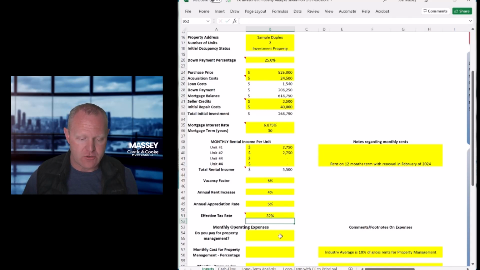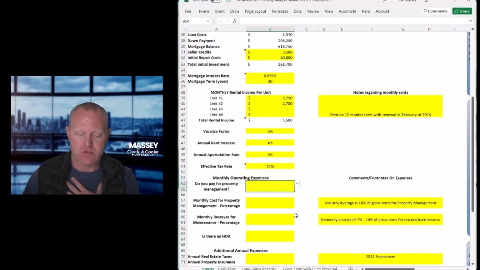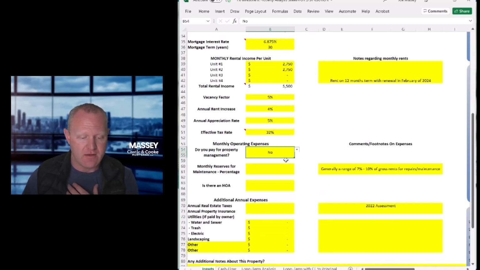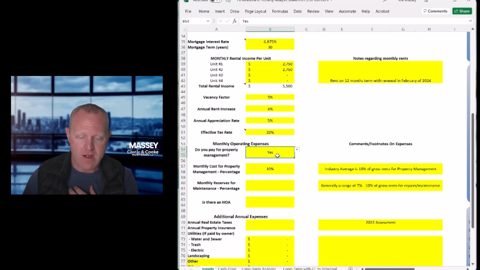All right, now next one, do you pay for property management? I'm a big advocate of property management. I love my property manager. They do a great job. They make my life very easy, but not everybody does pay for property management. So there's a selection here. You can choose no, and then it does not factor in anything for property management. If you choose yes, you do have property management, and you can select the percentage that you pay on a monthly basis.